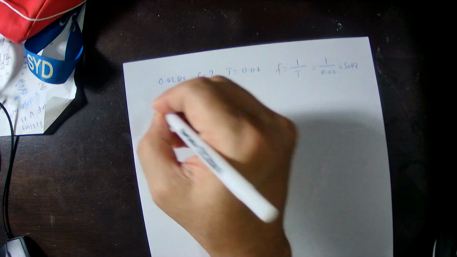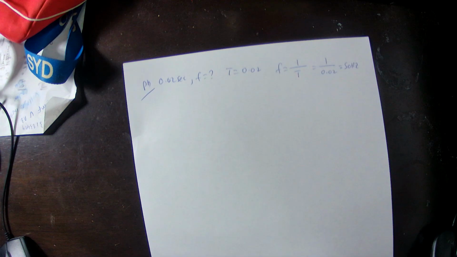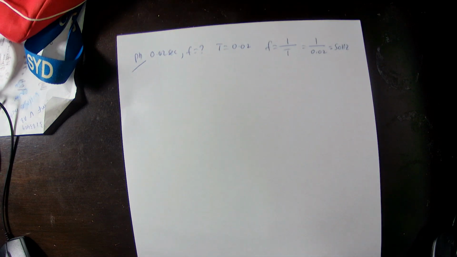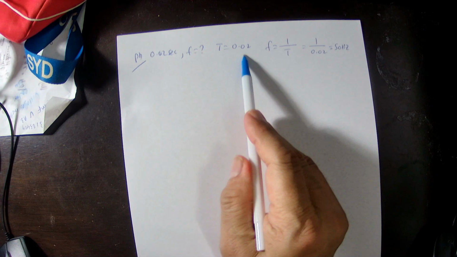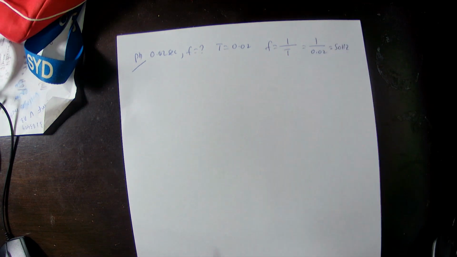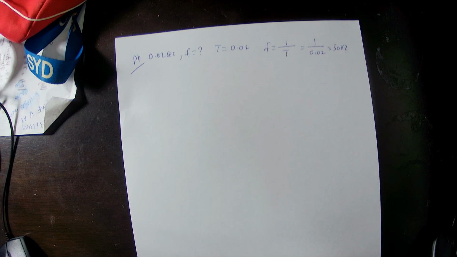So this is the problem. The time taken to travel is 0.02 second, and we have to calculate the frequency. In this case, T is 0.02. So frequency can be calculated as 1 by T, so 1 by 0.02 gives 50 hertz. So this is the way we calculate the frequency.